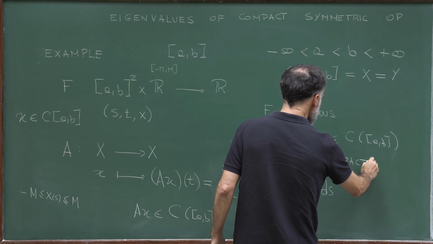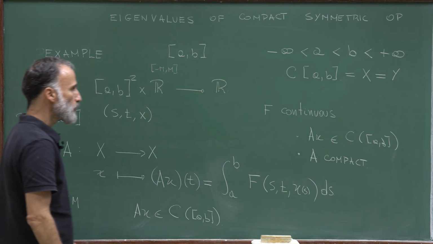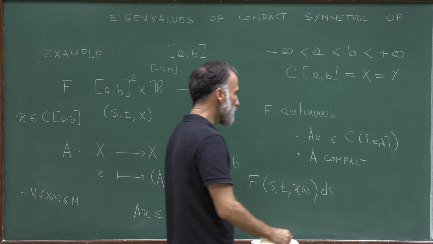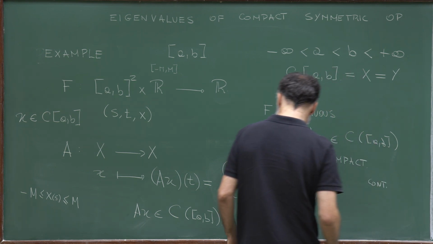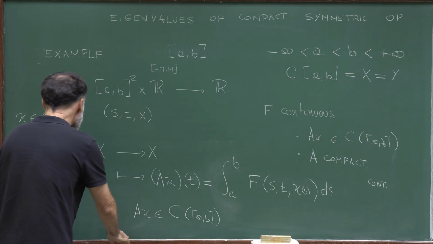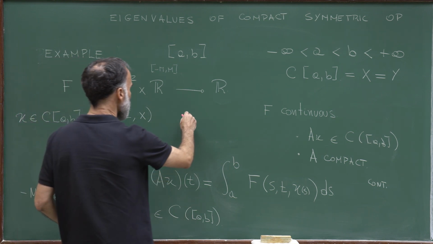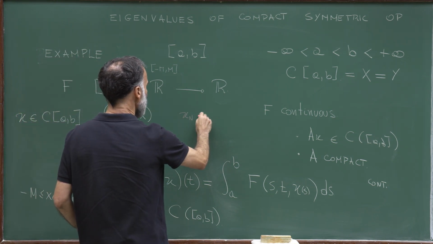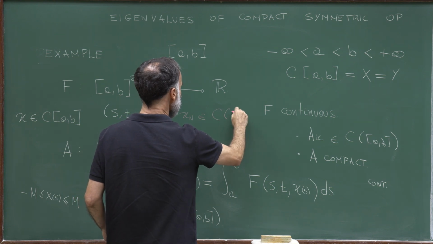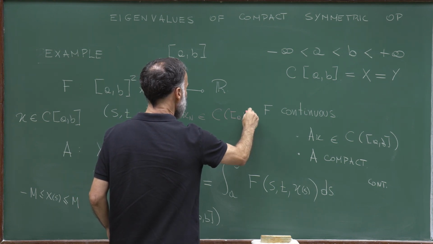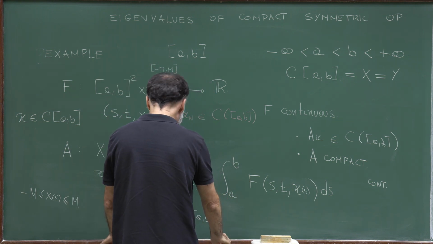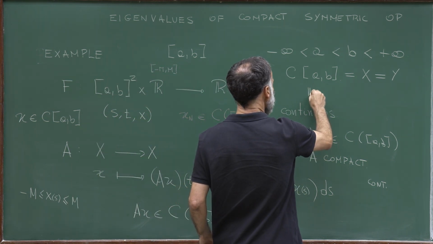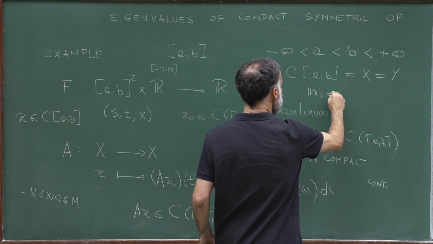So to prove that A is a compact operator, you need first to show that A is continuous, which means that if you take a sequence xn in C[a,b]. And of course in C[a,b] I'm using the norm of a function x as the supremum.